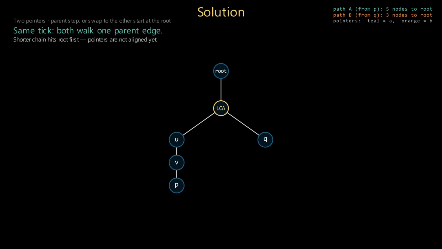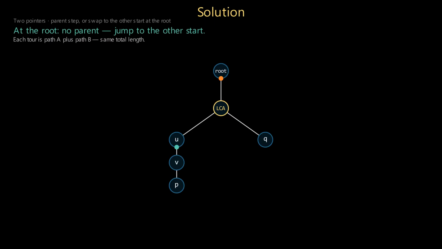Picture two vertical routes to the root. From P the chain has 5 nodes, from Q only 3. Advance both pointers one parent at a time. Because Q sits higher in the tree, pointer B reaches the root while A is still 2 steps below it. Same speed climbing alone does not guarantee a meeting, the depth gap has to disappear.